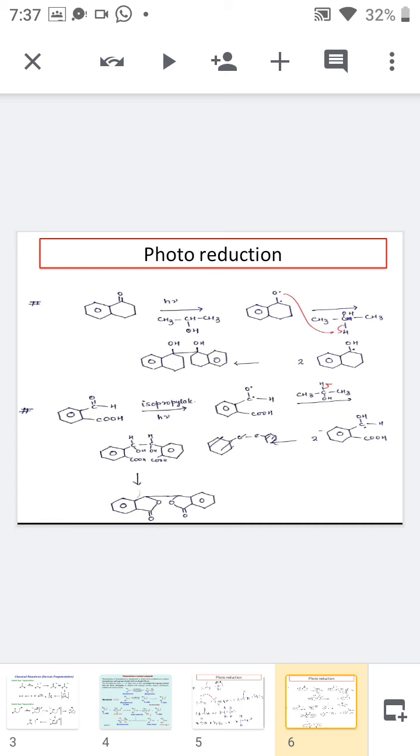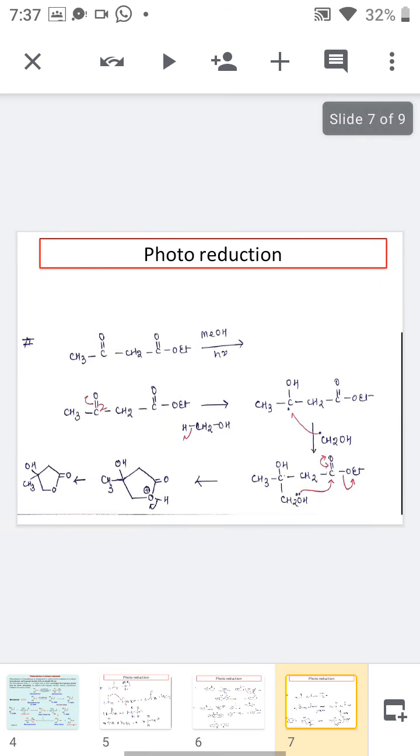During the chemical reaction, the aldehyde group is much more reactive than the acid group. So first of all, the carbonyl group in the aldehyde decomposes and abstracts a hydrogen from alcohol. After that, it may dimerize or it may undergo rearrangement. Okay, now the next example is the active methylene group in the presence of alcohol and radiation.